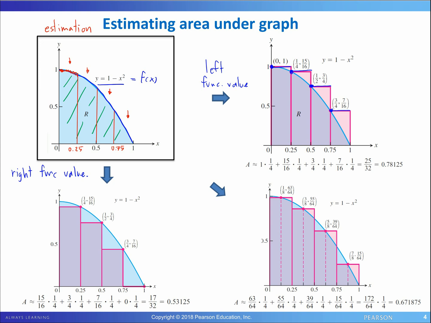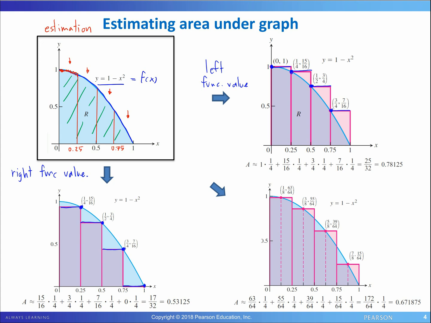For the first section, use the right function value as the height of the first rectangle. For the second section, right function value as the height. Once again, third section, right function value as the height. And the last one, right function value as the height, even though this one is 0.